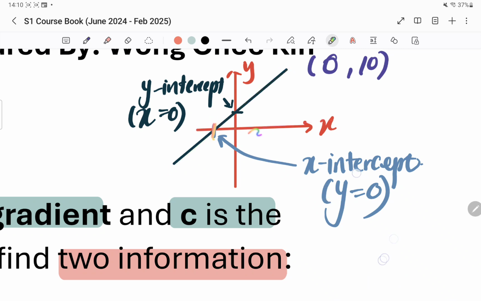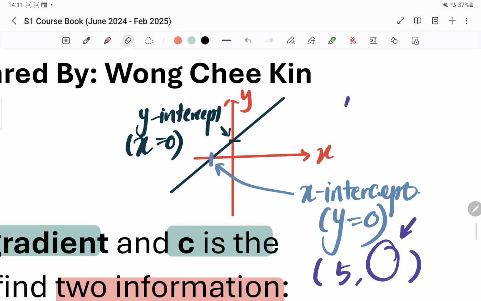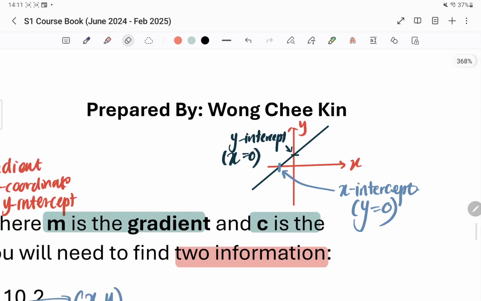So when it touches the x-axis, the y-coordinate is 0. When I say give me the x-intercept, always check that the y-coordinate must be 0, because it's not moving up or down. It's on the x-axis, it's on 0. So always remember: for y-intercept, x always equals 0; for x-intercept, y always equals 0. You can copy this for your notes.